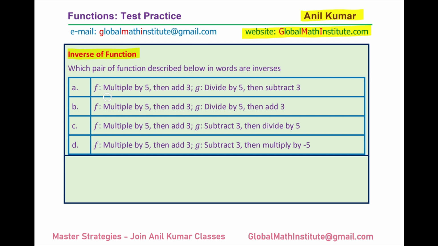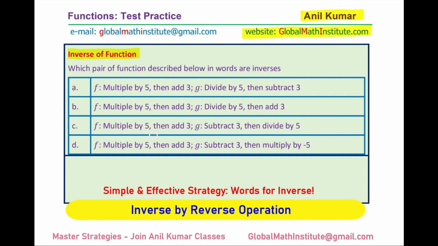Function f: multiply by 5, then add 3. G: divide by 5, then subtract 3. B: multiply by 5, then add 3, divide by 5, then add 3. C: multiply by 5, then add 3, subtract 3, then divide by 5.